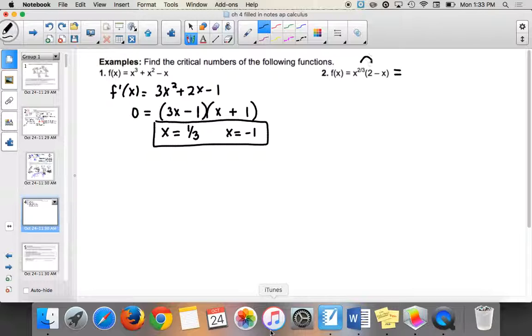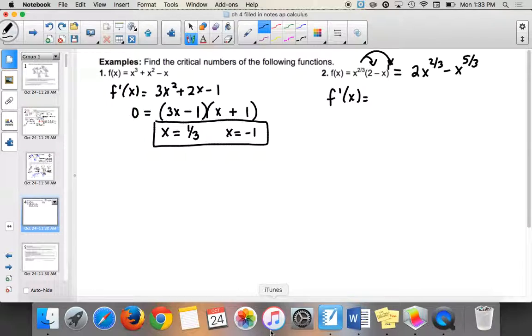Okay, so this next one, I'm going to make it simpler to take the derivative, and I'm going to multiply my x to the 2/3 in. So I'm going to have 2x to the 2/3 minus x to the, this is x to the 1. So add my exponents, 2/3 plus 3/3, 5/3. Just because it's easier to take the derivative, I don't have to do product rule then.